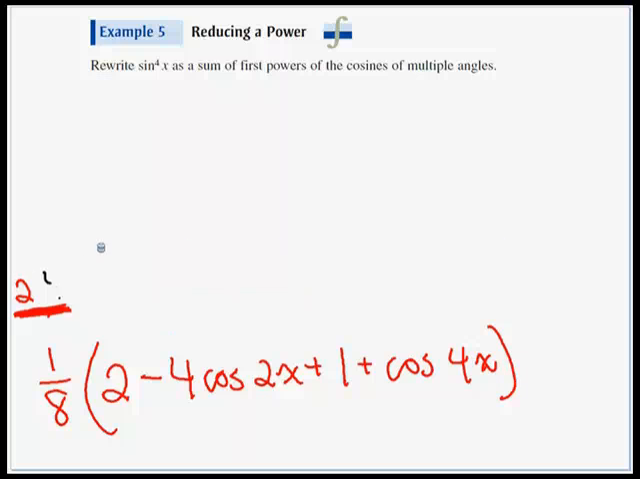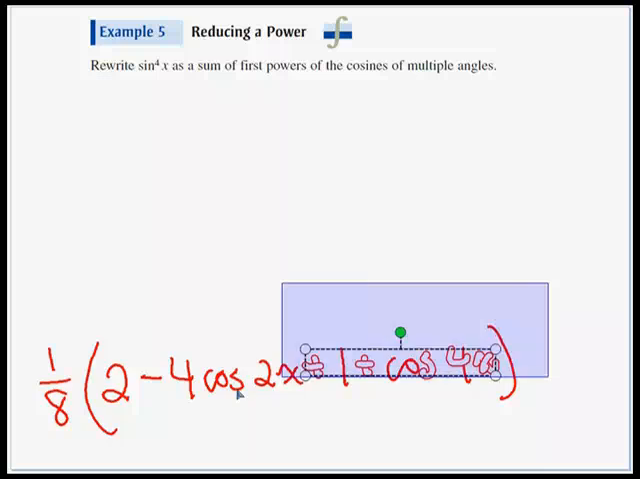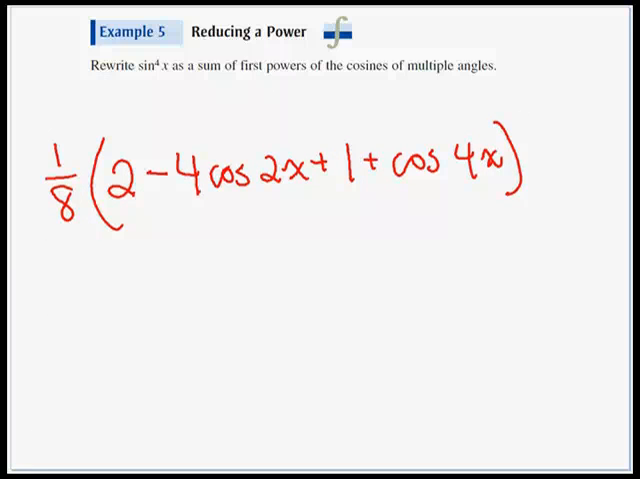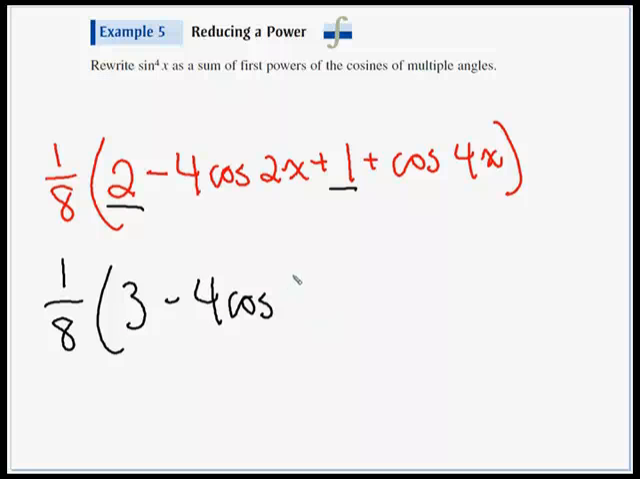And then there's just one little final step. Inside those parentheses, we have a couple numbers that we can combine. We have our 2 plus 1. We're going to combine those into a 3. So we have 1/8 times 3 minus 4 times the cosine of 2x, plus the cos of 4x.